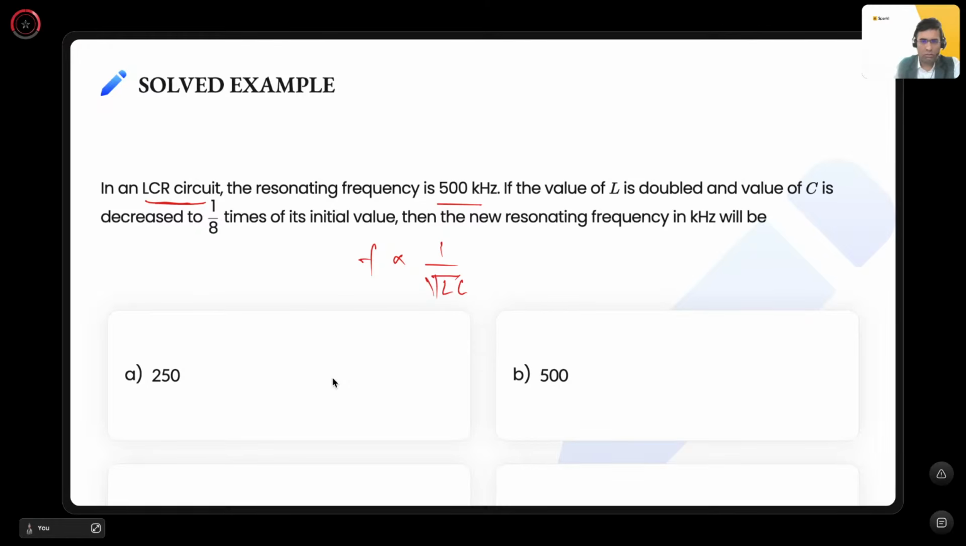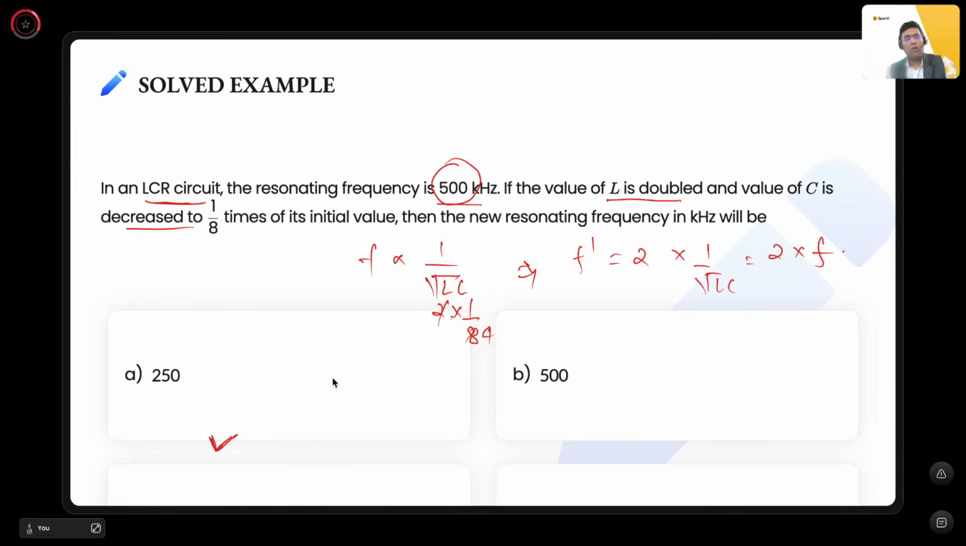So see, L becomes 2 times, L is doubled, and C is decreased to 1 by 8 times, right? So this will become 4. So this entire thing F dash will become 2 times of 1 by under root of LC, or 2 times the original frequency. So original frequency was 500 kilohertz. So this will come out to be 1000 kilohertz. So again, you just have to remember the formula for resonant frequency and do some calculations. Very important question.